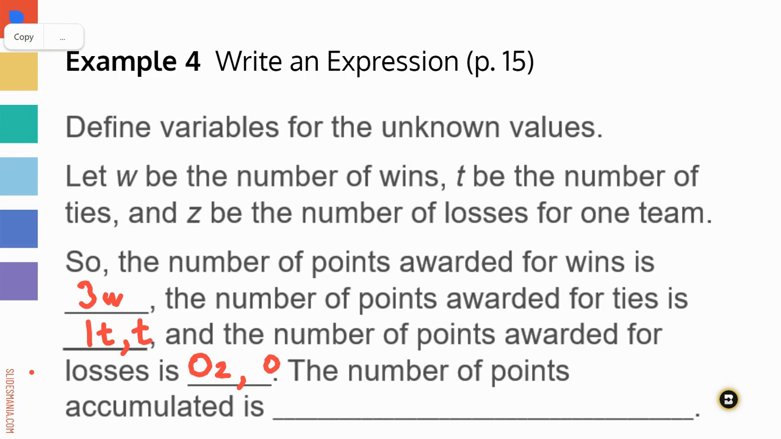The number of points accumulated then is going to be 3W plus 1T plus 0Z, or 3W plus T. So since 1T and T are the same thing, I just wrote T. And then 0 times Z, 0 times anything is 0, so it goes away.